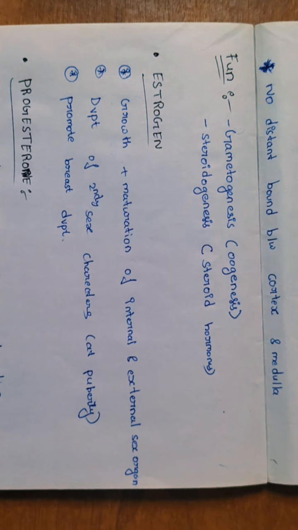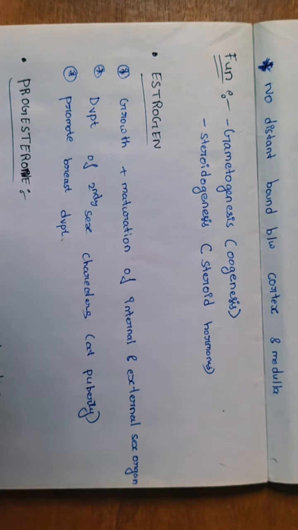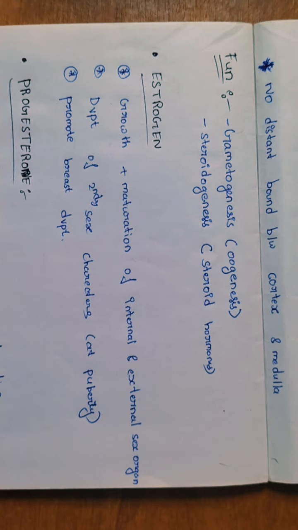The functions of the ovaries are gametogenesis and steroidogenesis. Gametogenesis means development and division of oogonia. Steroidogenesis means production of different types of hormones, but mainly two, estrogen and progesterone. Let's see now the functions of estrogen and progesterone.